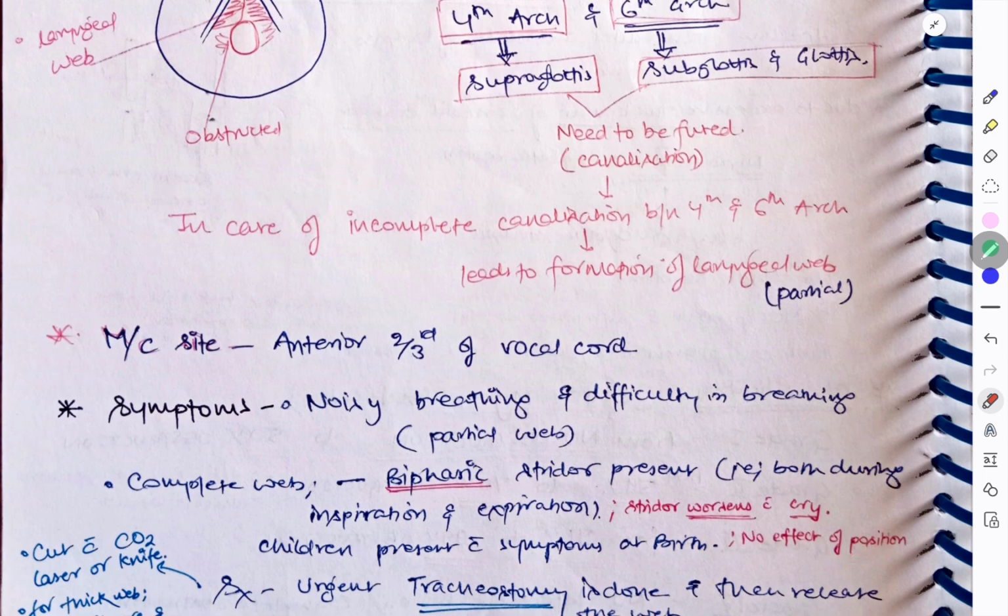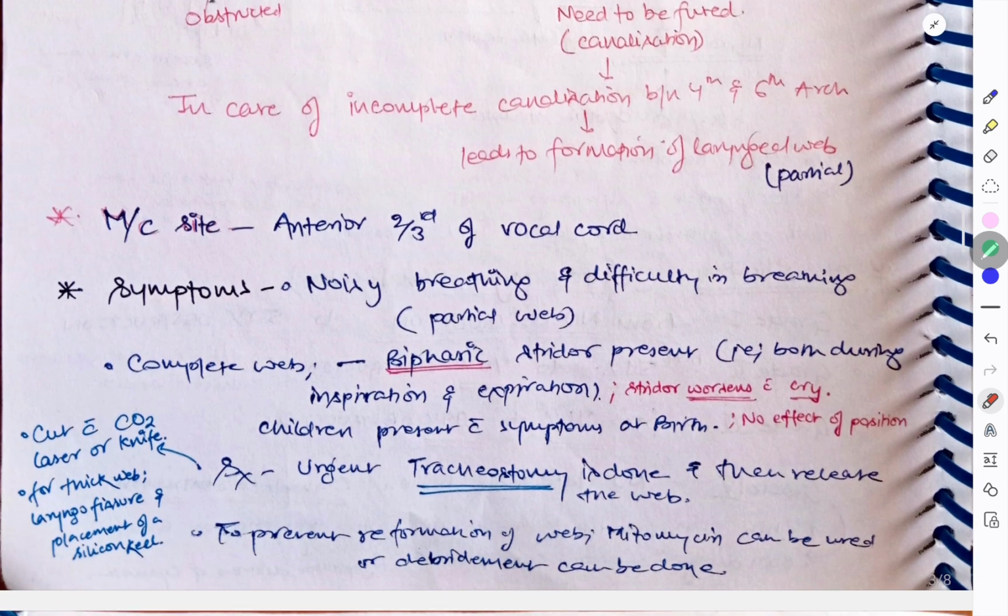So what is the treatment? If it is a complete web, we need to do urgent tracheostomy, and then release the web. How to release the web? Just cut the web, cut with carbon dioxide laser or knife. And for a thick web, go for laryngofissure and placement of a silicone keel.